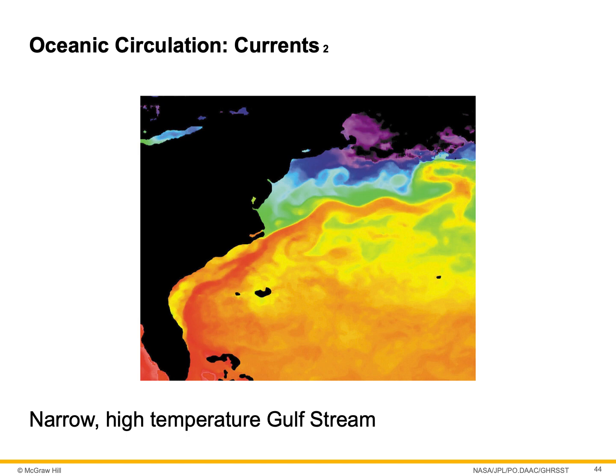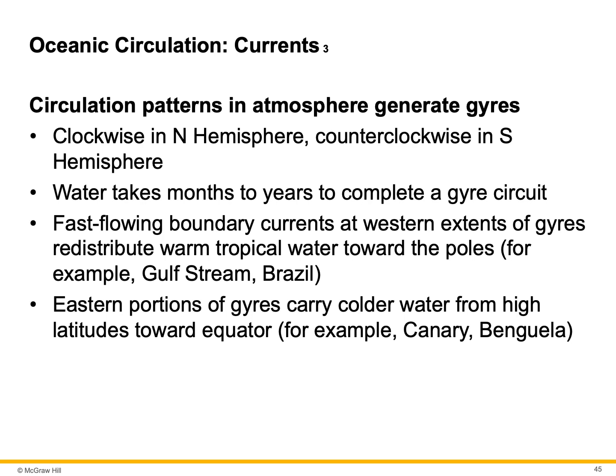This is a narrow, high-temperature Gulf Stream. Here's how the Gulf Stream travels along the coastline, and then it goes over toward Ireland, Scotland, England. The circular patterns in the atmosphere generate gyres. It's clockwise in the northern hemisphere, counterclockwise in the southern hemisphere. Water takes months to years to complete one gyre circuit.